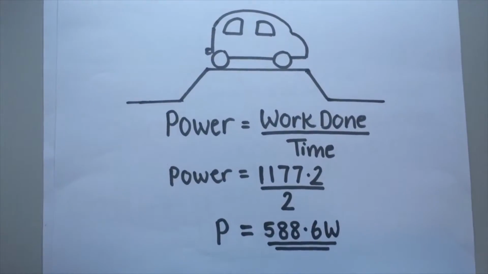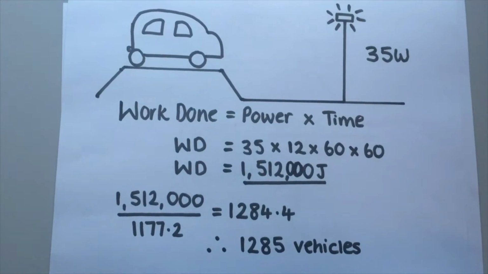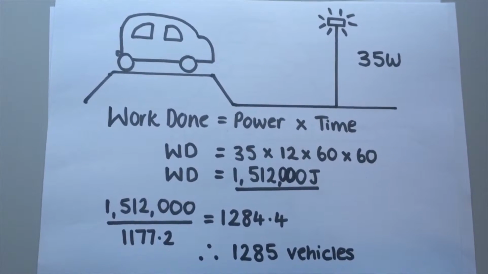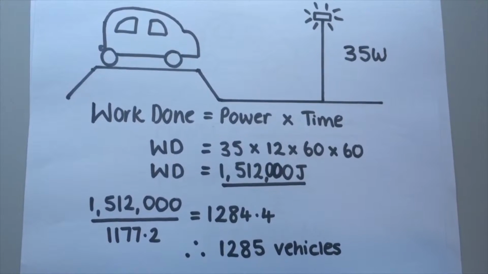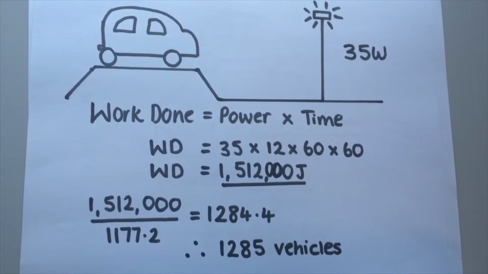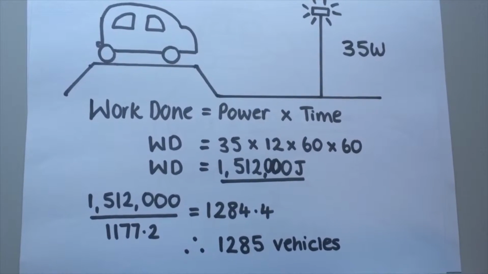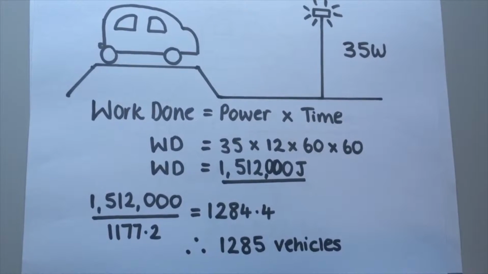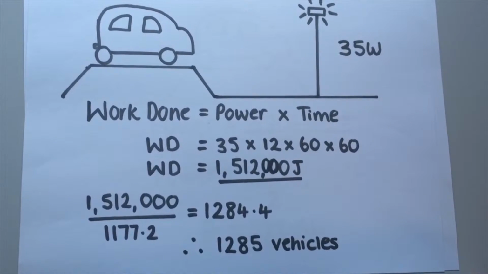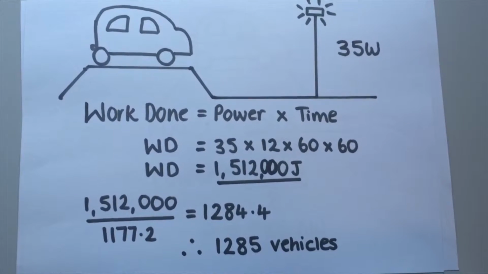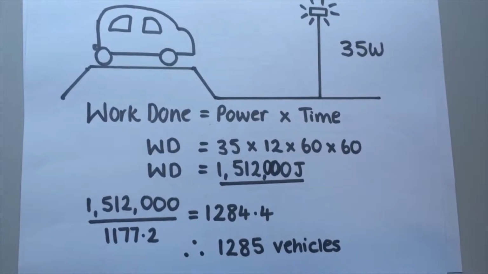Now, we want to find out if this is enough energy to power the street lamps on the residential road for 12 hours. We found out that it takes 35 watts to power a street lamp. Using the equation work done equals power times time, this means that it would take 1,512,000 joules to power one street lamp for 12 hours. If we divide this value by the amount of energy produced as one car goes over the speed bump, we get the value 1,284.4. Therefore, we need at least 1,285 vehicles to go over one speed bump to power one street lamp for 12 hours.